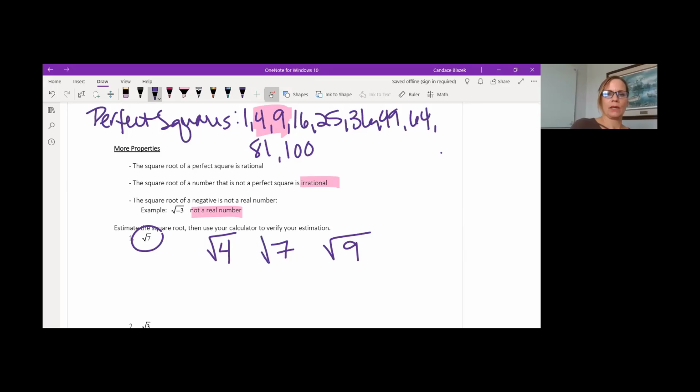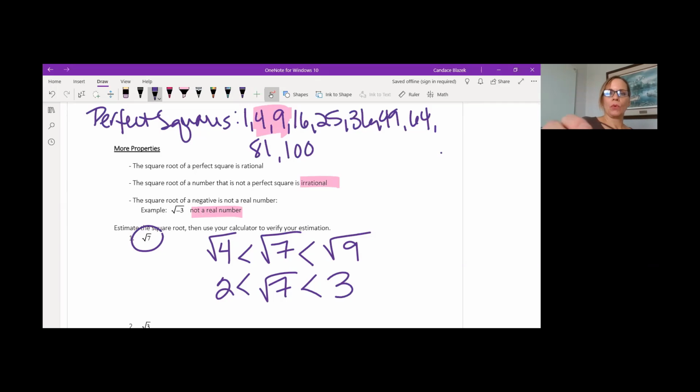I'm going to rewrite that because they're not equal, okay? What we can say is, since 7 is between 4 and 9, then the square root of 7 has to be between the square root of 4 and the square root of 9. Well, the square root of 4 is 2. The square root of 9 is 3. So we know the square root of 7 is between 2 and 3, and it's almost directly in the center, right? It's a little bit more than directly in the center.